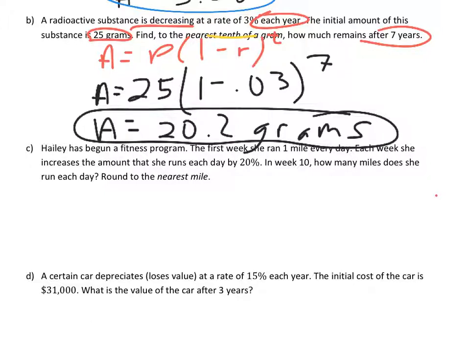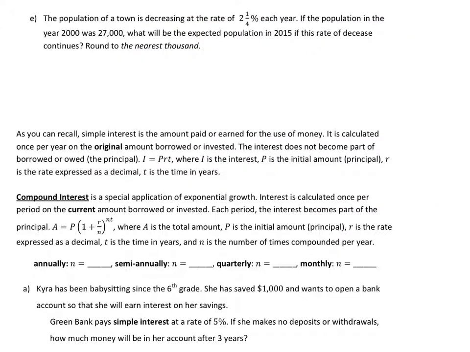All right, go ahead and please try C and D on your own. All right, on the second page, top of the second page, I want to let you do E on your own as well. That's another problem that's talking about growth or decay, and we can use our formula to find that.